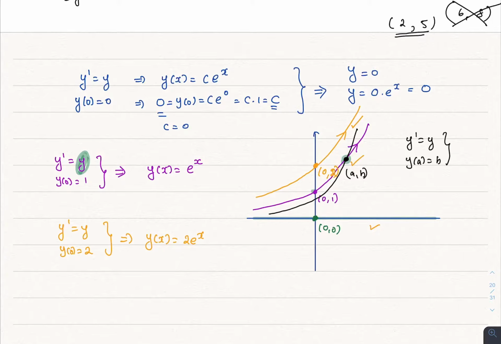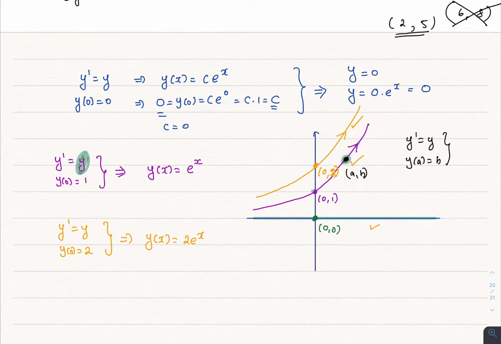But the problem is, if you take a look at this neighborhood, I have two solutions passing through the same initial condition. That is not possible. So therefore, we can say for this particular problem, no two solutions will ever intersect. That's number one.